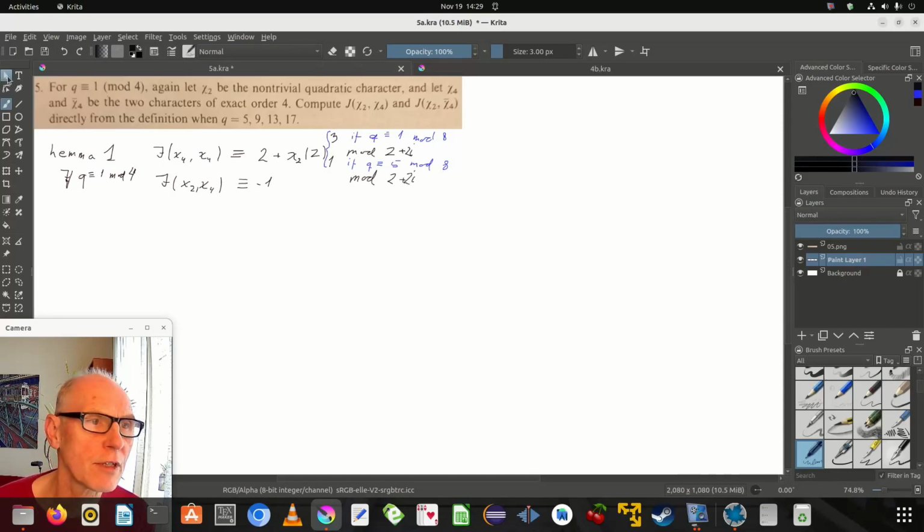It's equivalent: j of chi4, chi4 is equivalent to 2 plus chi2 of 2, and j of chi2, chi4 is always equivalent to minus 1 modulo 2 plus 2i.